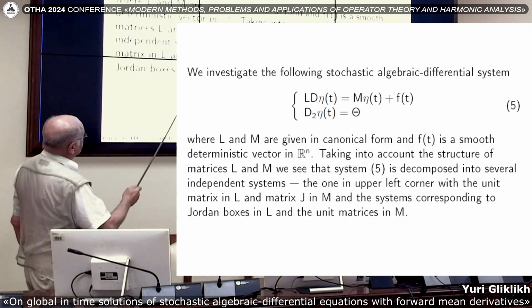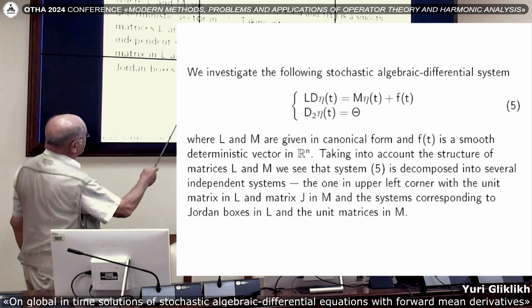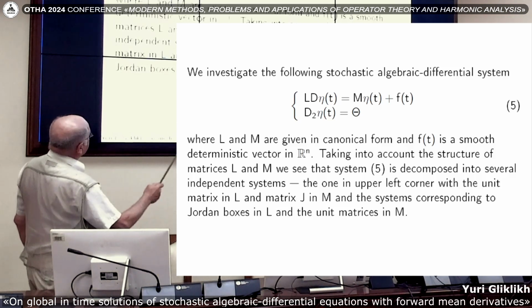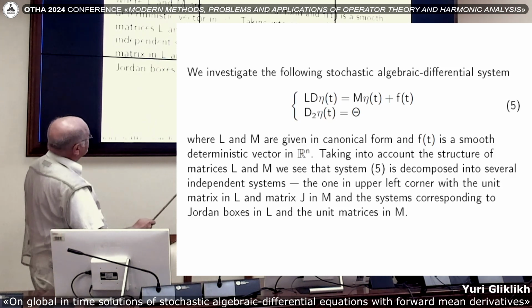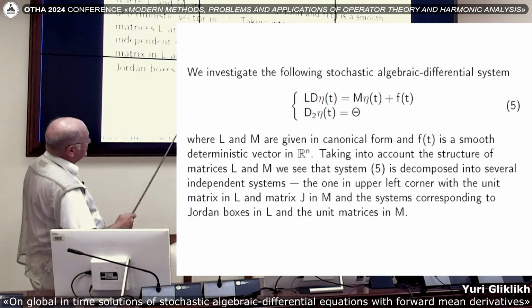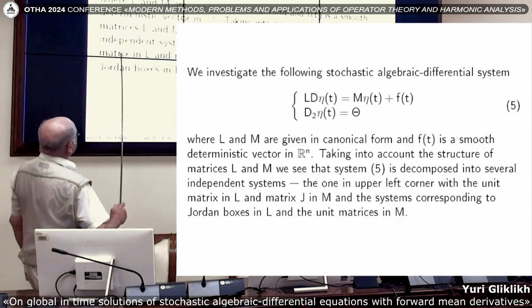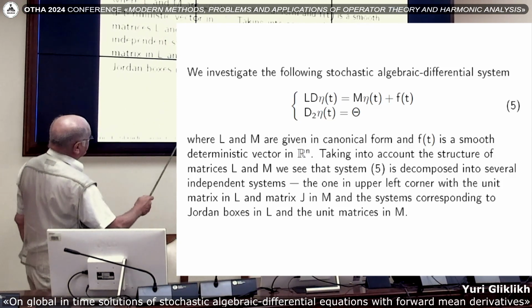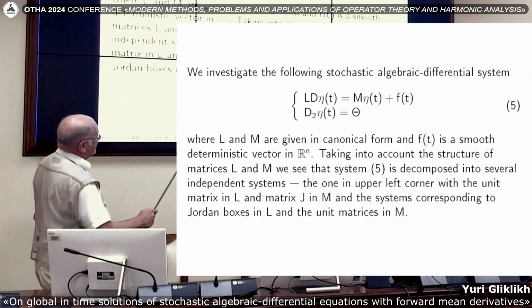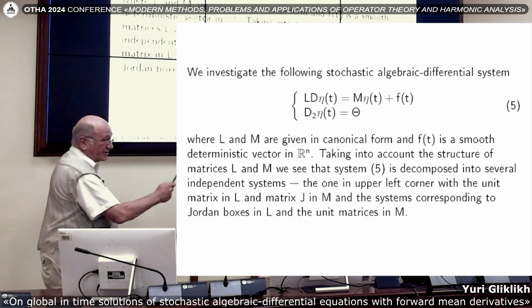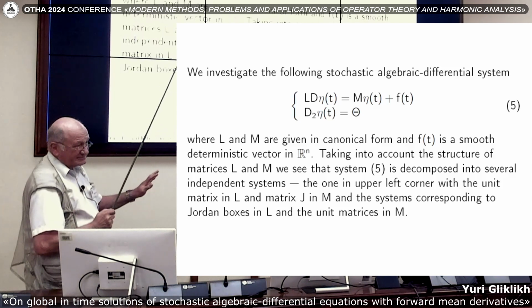Let M and R be given in canonical form. I have said it. F at t is a smooth deterministic vector in R^n. Taking into account the structure of the matrices L and M, we see that system 5 is decomposed into several independent systems. The one in the upper left corner with the unit matrix in L and matrix J in M, and the systems corresponding to Jordan boxes in L and the unit matrices in M. And we can consider every system separately. They are independent.